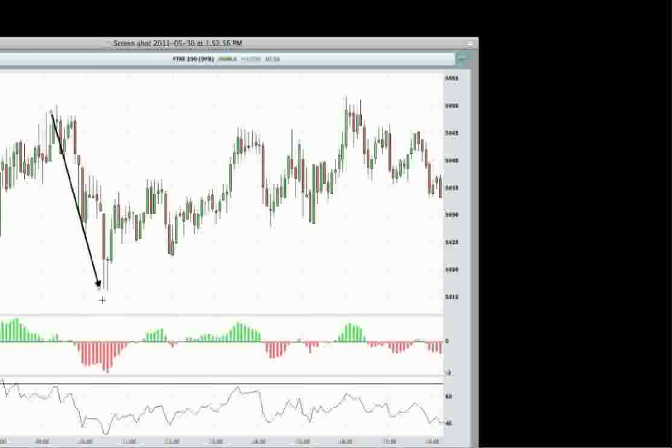So let's look at some examples now. You could wait until you see three higher highs. We can see here we made a high here, we made another high, and we made a high here. Once you saw that, you could have gone long on a break here with your stop just below here.